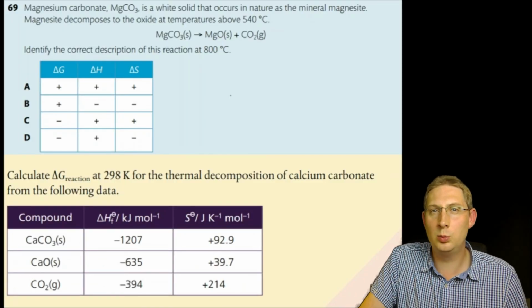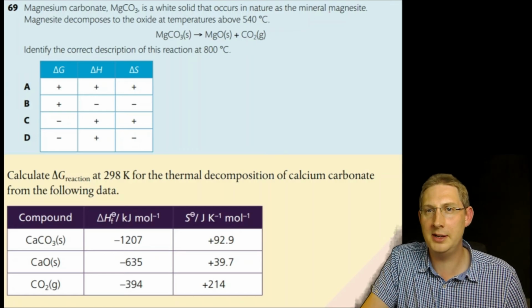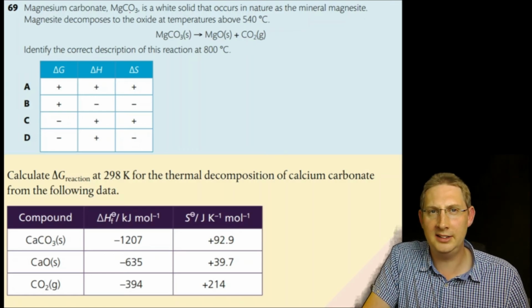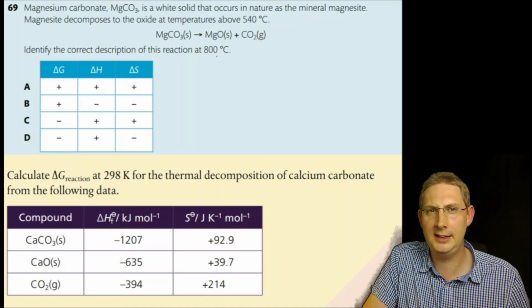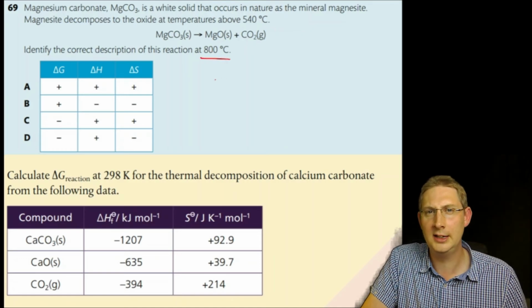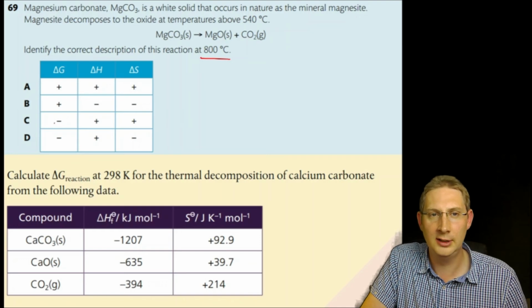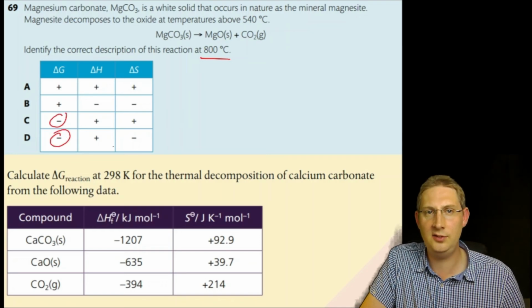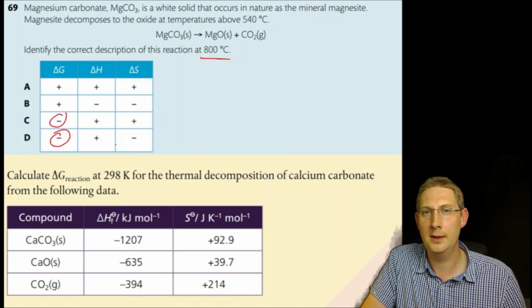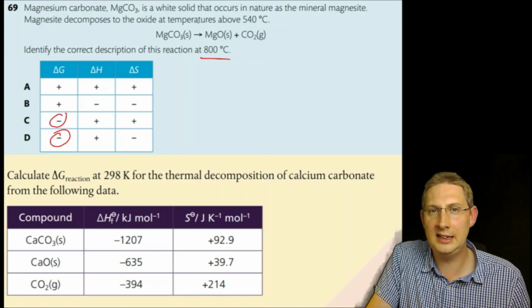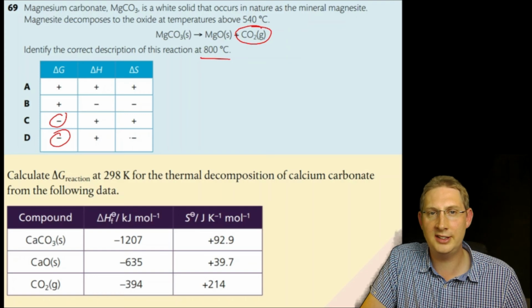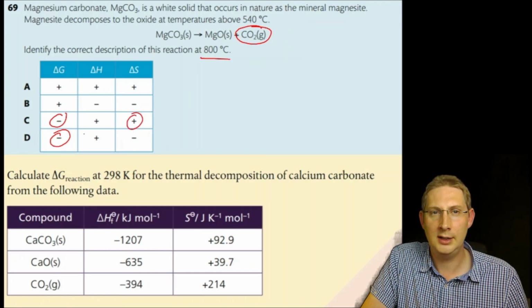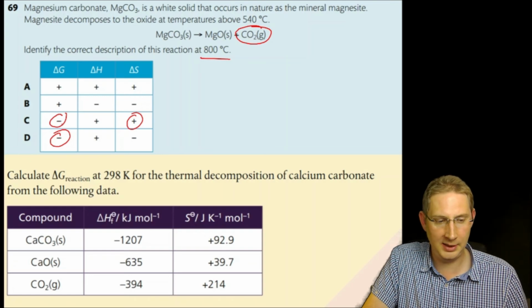Magnesium carbonate is a white solid that occurs in nature as the mineral magnesite. Magnesite decomposes to the oxide at temperatures above 540 degrees C. We're at 800, so it's a spontaneous reaction, so deltaG must be negative. And we can see clearly we're generating a gas here, so the entropy change of the system must be positive. In other words, it must be C.